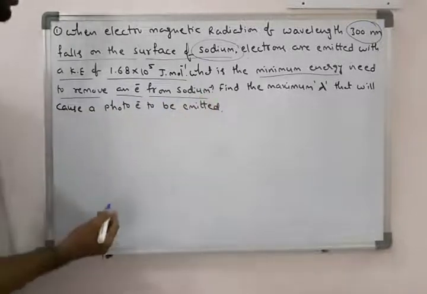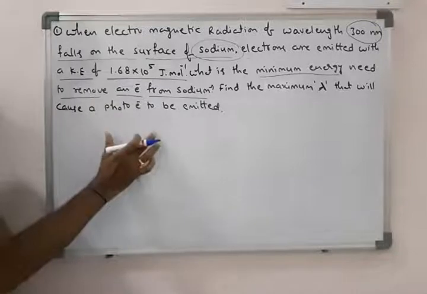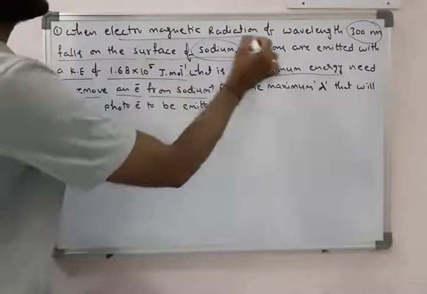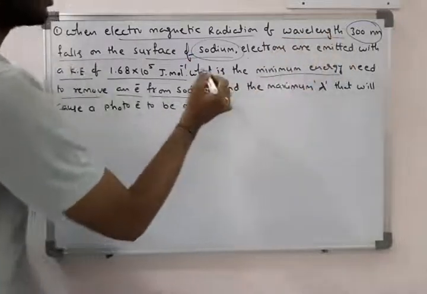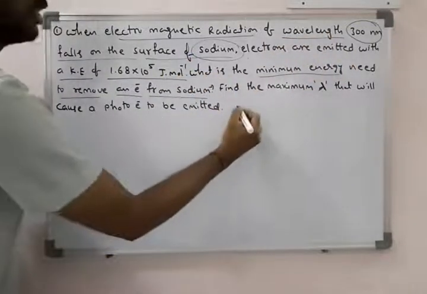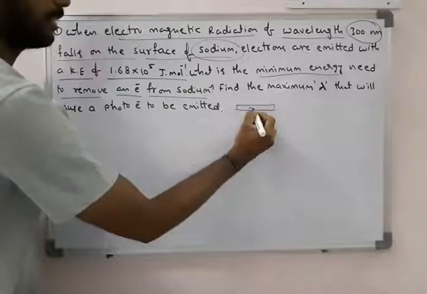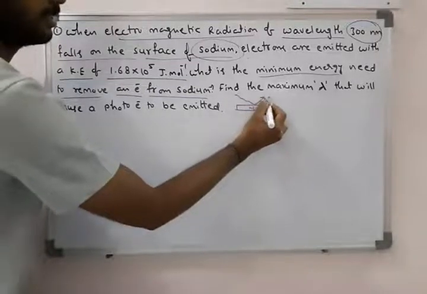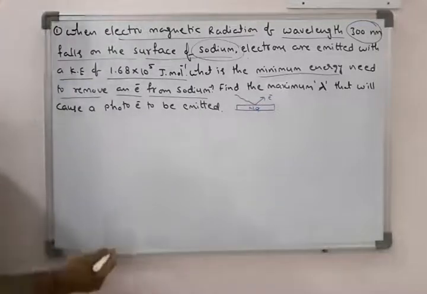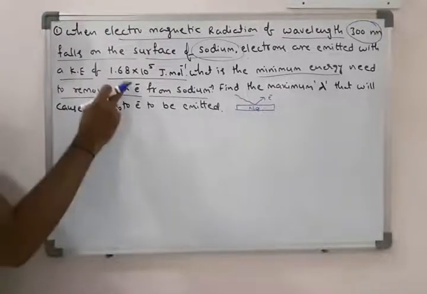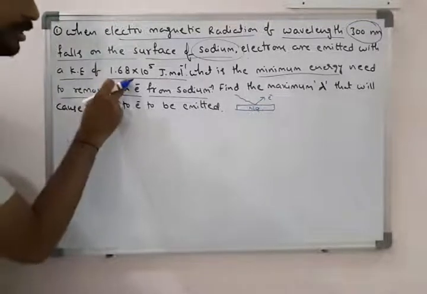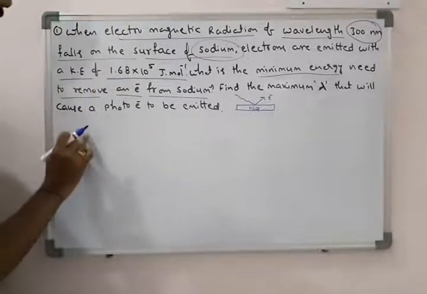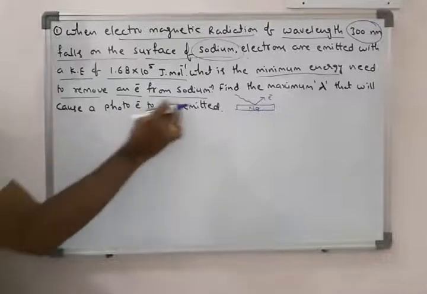So first we see the energy of the electromagnetic radiation passed on the sodium. We know this is the sodium metal, and radiation is passed on it. So electrons are ejected, and the electrons have this much kinetic energy. So first we need to calculate the energy of this incident light.